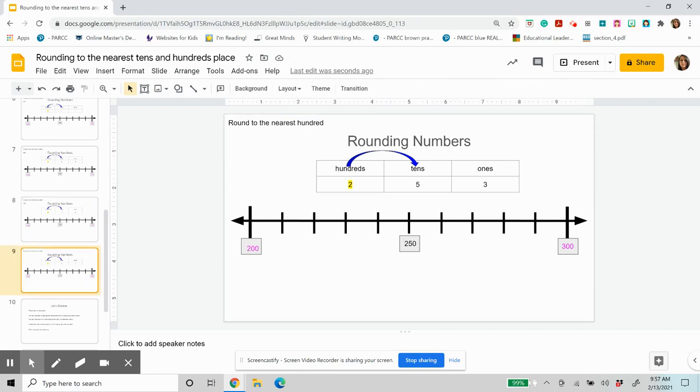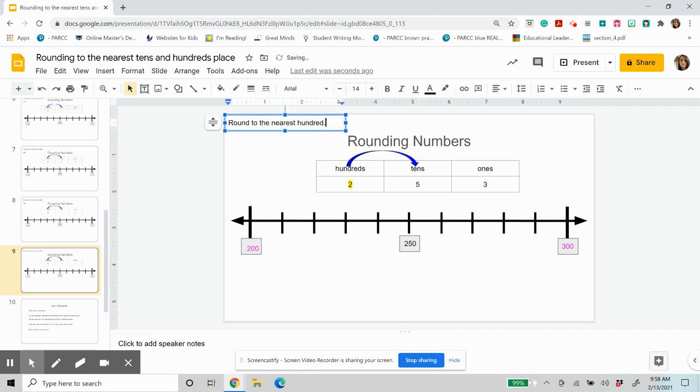Excuse me. And this one, 253, we highlighted. We made our number line 200. The next one would be 300. We looked at our deciding number. It's a 5. 5 and higher, we round up. So 253 rounded to the nearest 100 would be 300, meaning it's closer to 300.